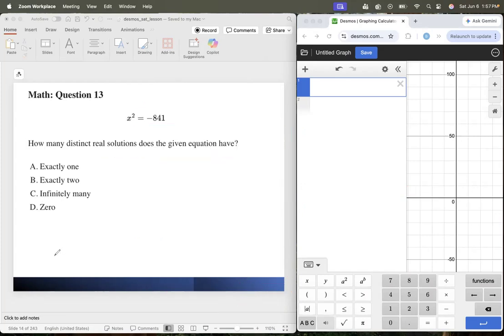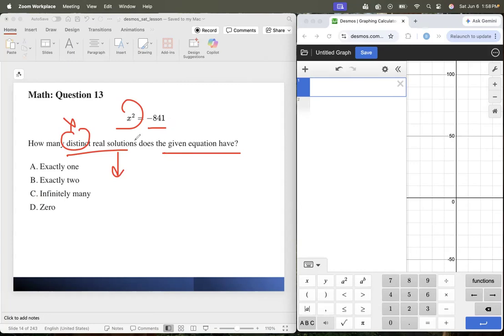Question 13. This is a trap question. SAT wants to trap you. They don't want you to get a perfect score. x squared is equal to minus 841. How many real distinct solutions does it have? Distinct solution does not matter to the question. It means, is there any real solution that exists?